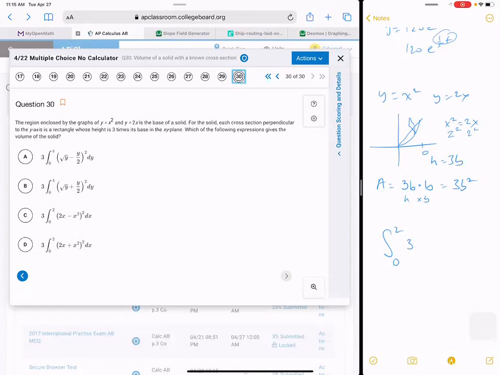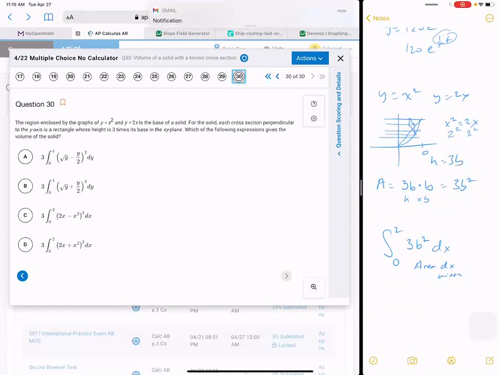integral from 0 to 2, our equation is we're adding up cross sections 3b squared. And to get the solid, it's area times a little bit of dx, a little bit of width. So here's our dx. Wait, which way do they want us to draw them? Perpendicular to the y-axis. Here's the y-axis. So these are cross sections going this way now.